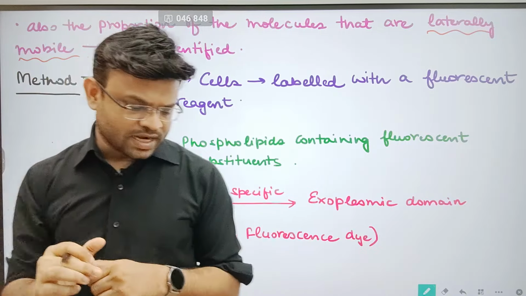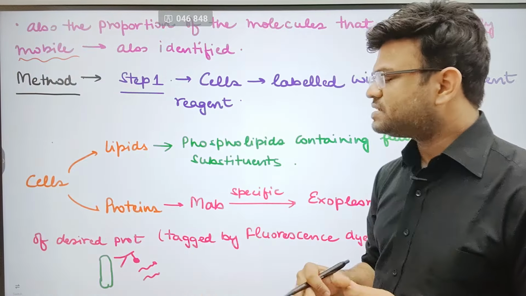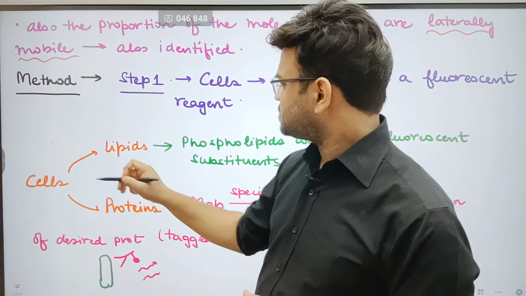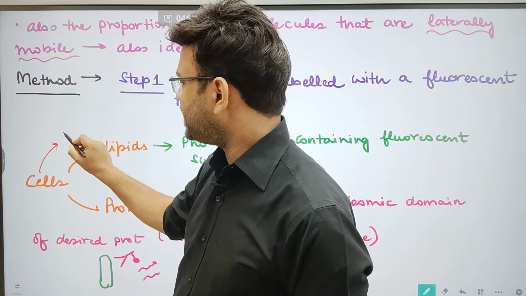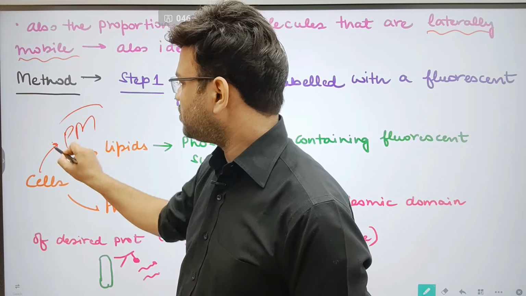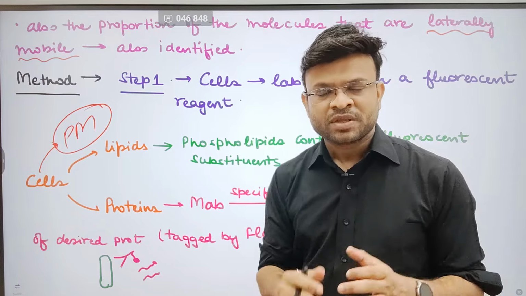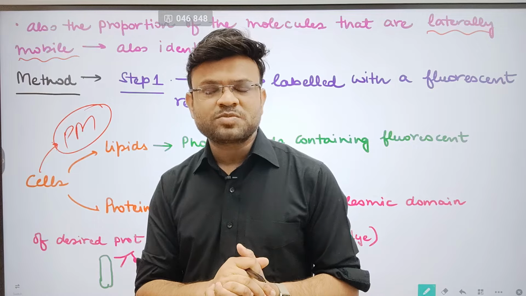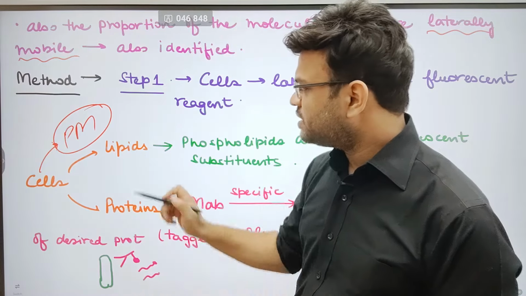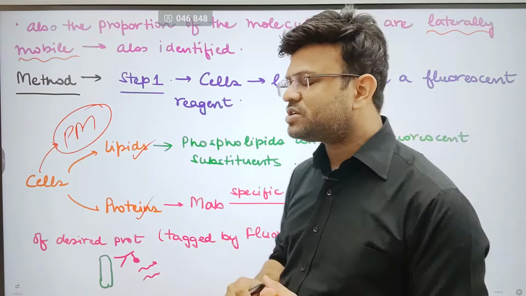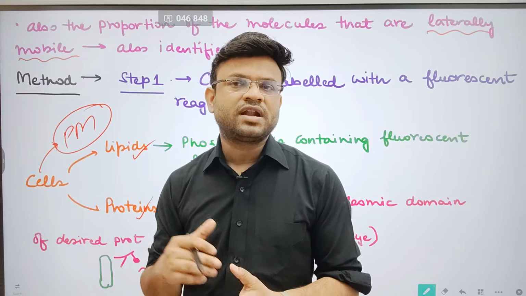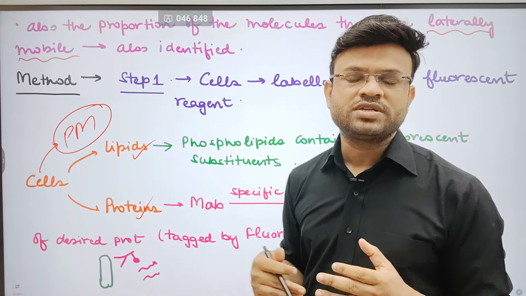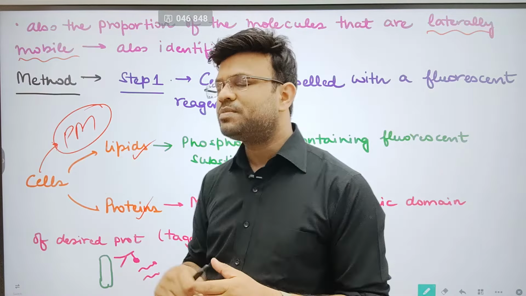I want you to understand very clearly that when I say cells, I am talking about the plasma membrane, because we are concerned with the components of the plasma membrane only. And what are the components of the plasma membrane? You already know that the components are lipids and proteins. These are the major components. Apart from lipids and proteins, there are carbohydrates also, but they are present in very low concentration, so I am not going to discuss that.